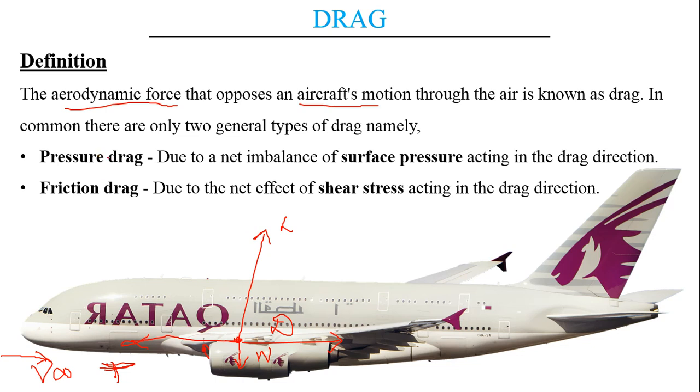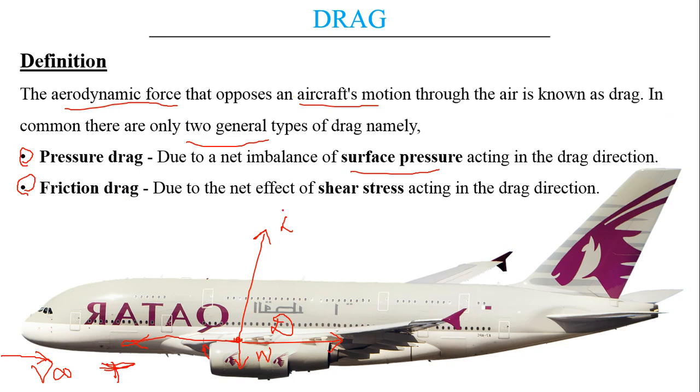Still, when we talk about drag, there are only two general types of drag. We may have noticed that there are multiple types of drag. So all those types have to be categorized based on these two general classifications. If it is drag, it has to be either a pressure drag or a friction drag. Pressure drag is nothing but the drag which is caused due to the net imbalance of surface pressure acting in the drag direction. So any surface pressure, such as lift and other kinds of forces acting in the drag direction, accounts for pressure drag.